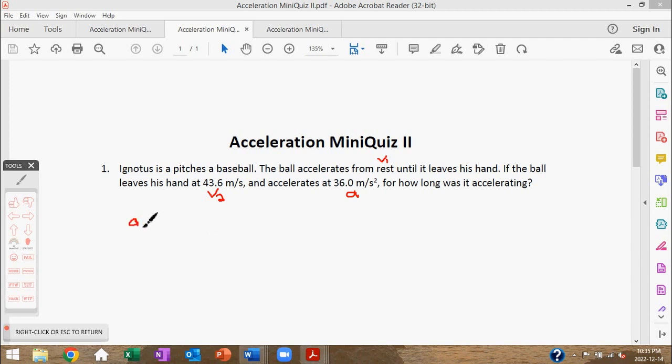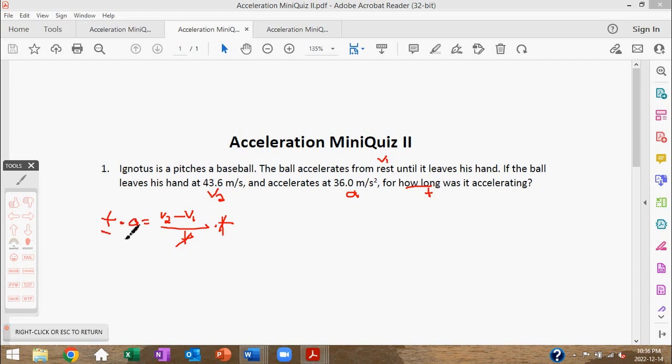A equals V2 minus V1 over T. I'm going to multiply both sides by T because I eventually want to get how long. That's going to be T. That's what I want to know. So I'm going to multiply both sides by T. That'll get rid of the t on the bottom of the fraction on the right-hand side.